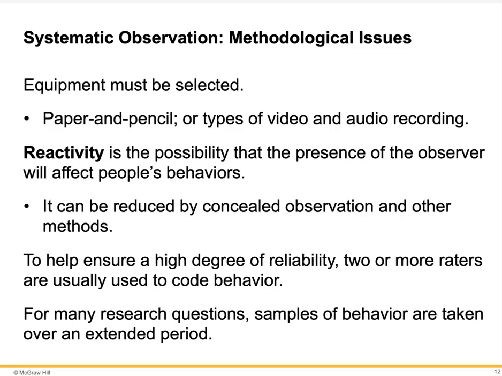And so to help ensure a high degree of reliability, typically two or more raters are used to code behavior and are trained in order to make sure that there's what we call inter-rater reliability. We learned that previously, to make sure that both individuals are rating the observation the exact same way. And so for many research questions, samples of behavior are taken over an extended period of time. And that is one drawback to this, is that it does take a lot more time, especially when it comes to the analysis, in order to finalize the results of the study.